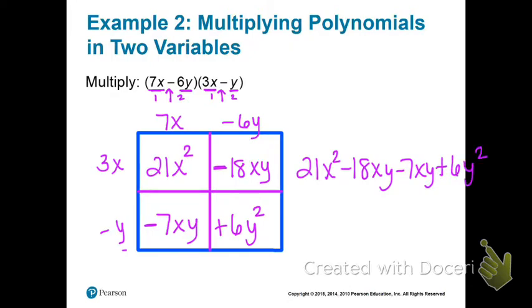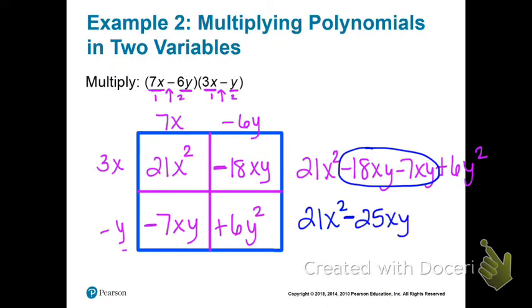So then we combine our like terms. So 21x squared. Here's my like terms. What is negative 18xy minus 7xy? Negative 25xy. And then keep your plus 6y squared. And there is our solution.